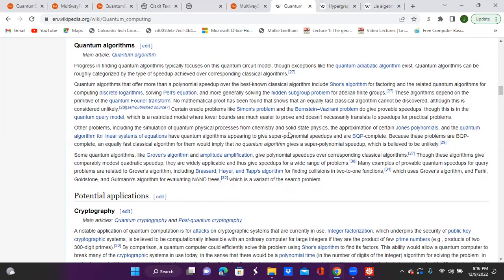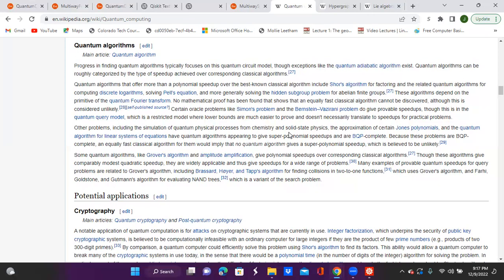Quantum algorithms that offer more than a polynomial speedup over the best-known classical algorithm include Shor's algorithm for factoring and the related quantum algorithms for computing discrete logarithms, solving Pell's equation, and more generally, solving the hidden subgroup problem for abelian finite groups. These algorithms depend on the primitive of the quantum Fourier transform.